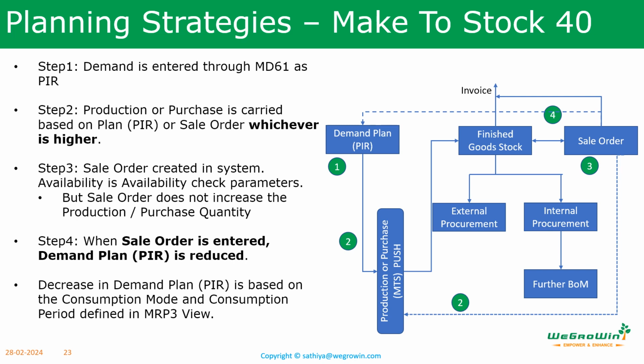How does it work? The demand is entered through MD61 and PAR, and the production or purchase will be carried out based on the PAR or sales order, whichever is higher. That's what I told here. If the sale order is more, system will consider the sale order, so it is a kind of make to order also. In step 3, sale order is created, availability of the materials is checked, and the sale order does not increase the production or purchase quantity if it is less than the plan. If it is more than the plan, it will increase. And also when the sales order is increased, whatever plan is available will be consumed. Again, decrease in PAR is based on the consumption mode and the period.